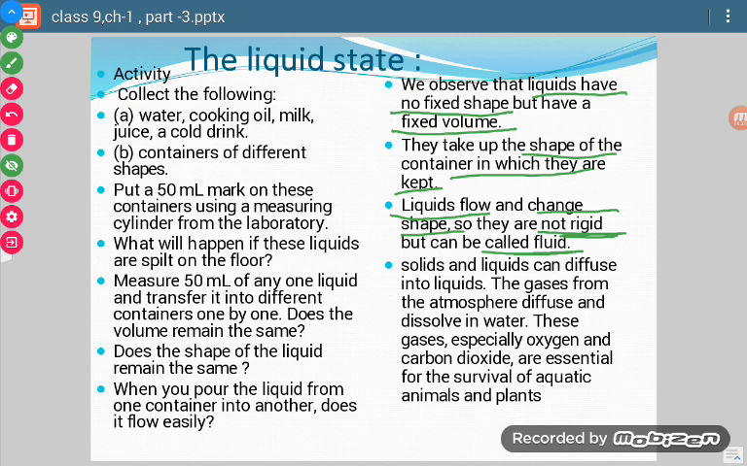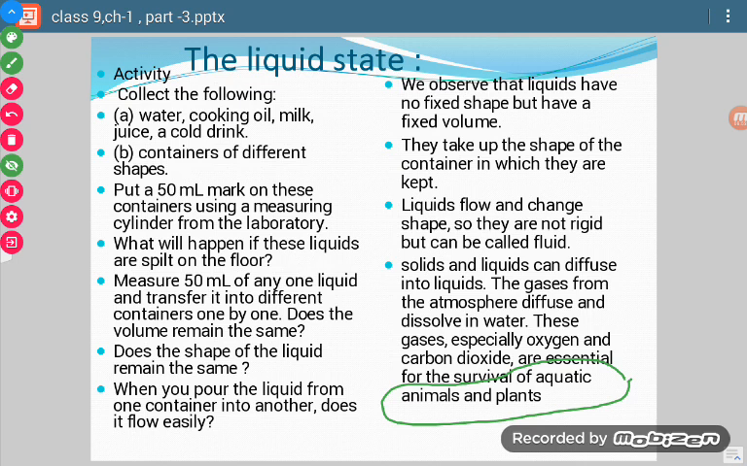Okay. Now one more thing, the diffusion property we studied. Solids and liquids can diffuse into liquids, meaning intermixing can be done. One liquid can be intermixed in any other liquid. Okay. Similarly, gases can also be dissolved in liquid. Just like aquatic life, those living organisms which live underwater. How do they survive? They also breathe. So what they do is they use the oxygen which is dissolved in water. So this way they survive.